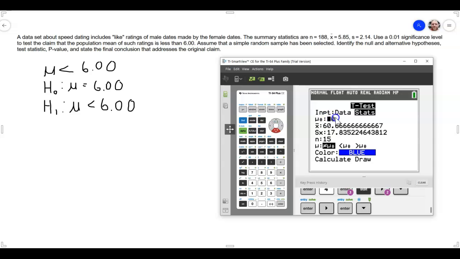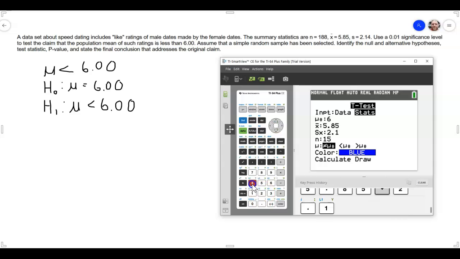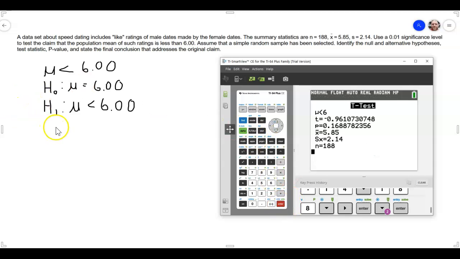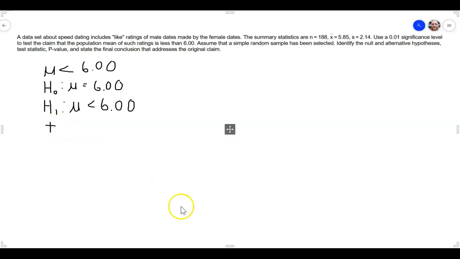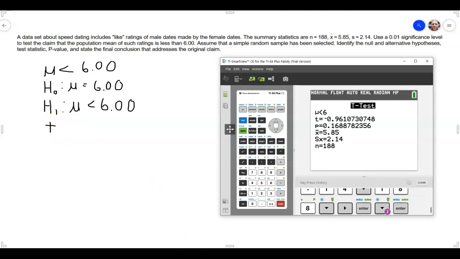All right, so this is my mu value, that's my claimed value, so that's just 6. My sample mean is 5.85. My sample standard deviation here is 2.14. My n is 188. This is a left-tailed test. And this is all of my stuff. I wish I could get that on the same page. But my t score, which is my test statistic, is negative 0.96.